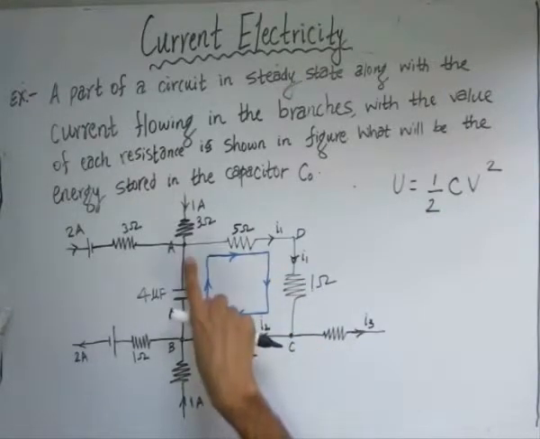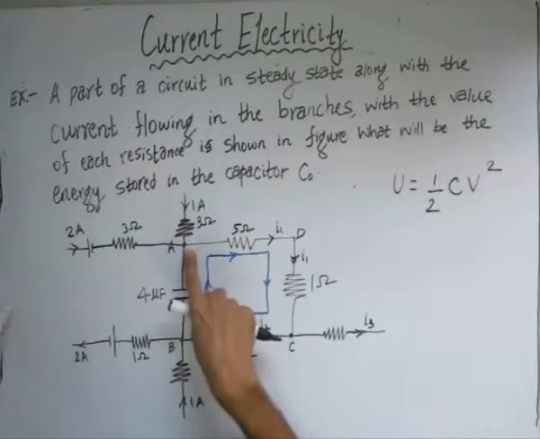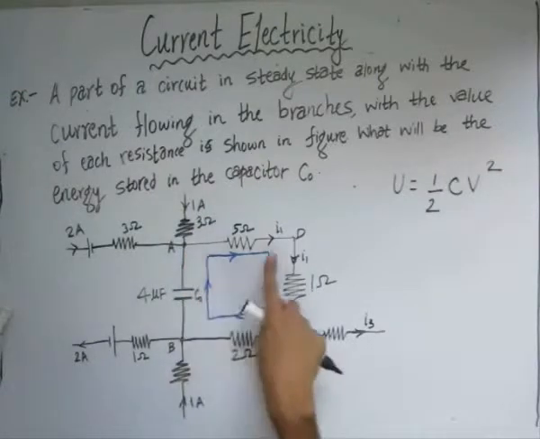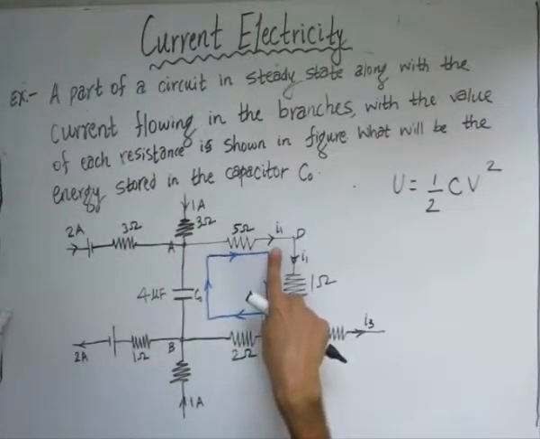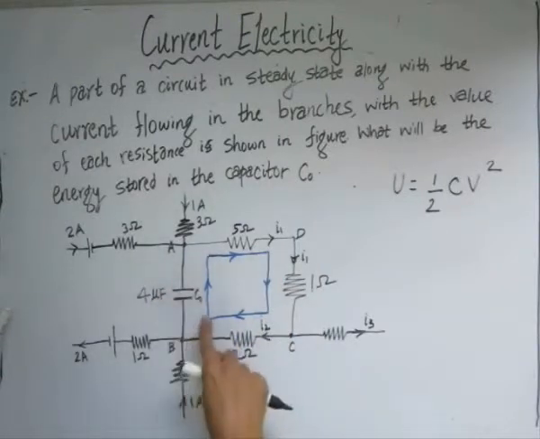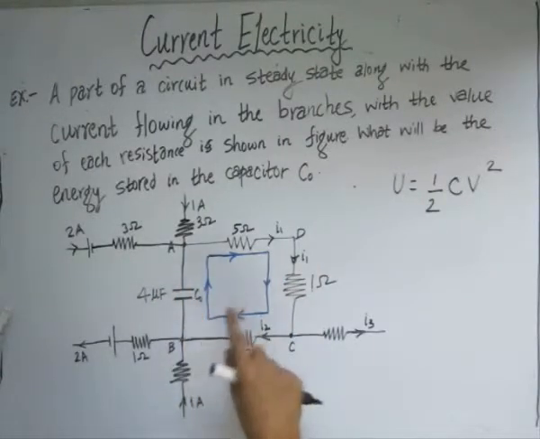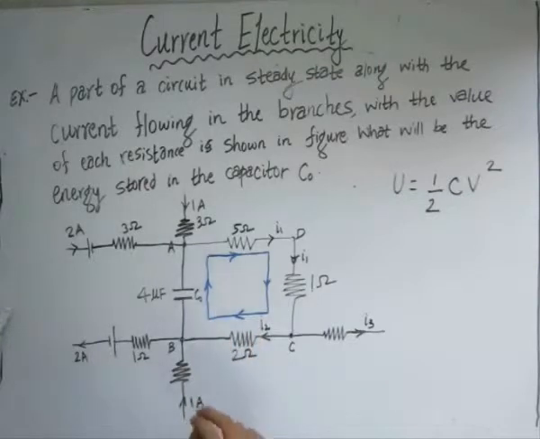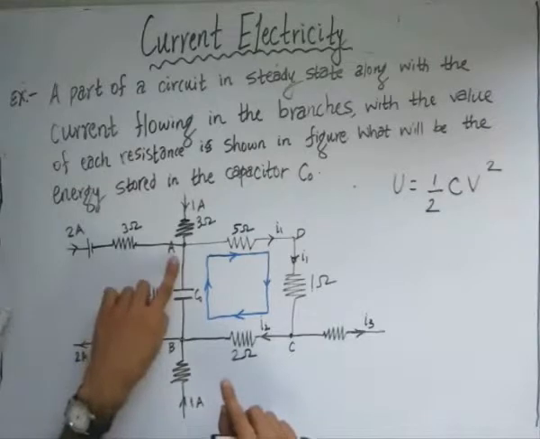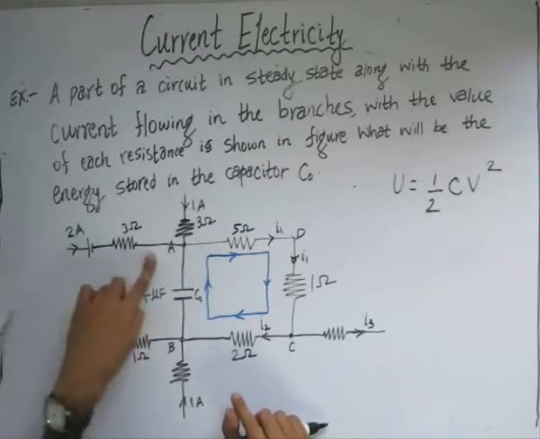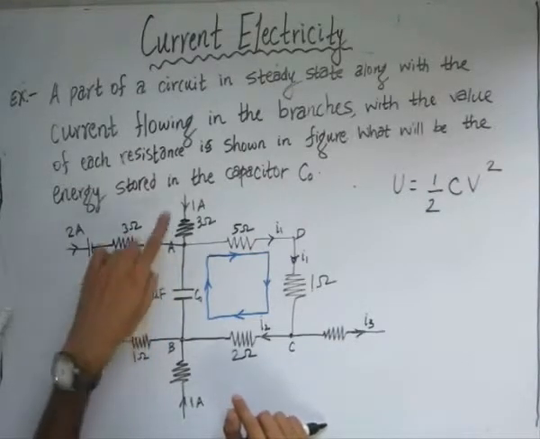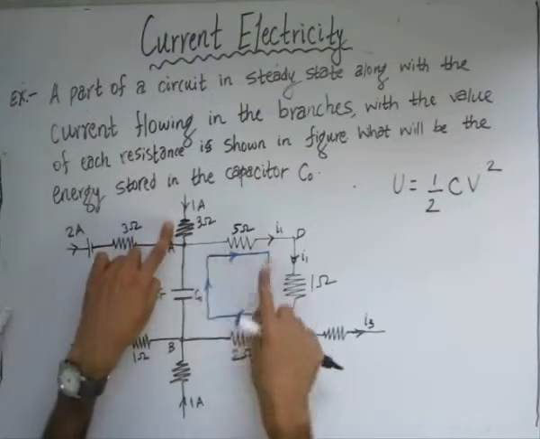Now, if we consider this node A, at this point we can apply KCL to determine the value of the unknown current I1. No current would be passing through this capacitor C0, as in the steady state the capacitor behaves like an open circuit. So no current will flow across this branch AB. At point A, we have 3 currents: 2 ampere incoming current, 1 ampere incoming current, and I1 is the outgoing current.